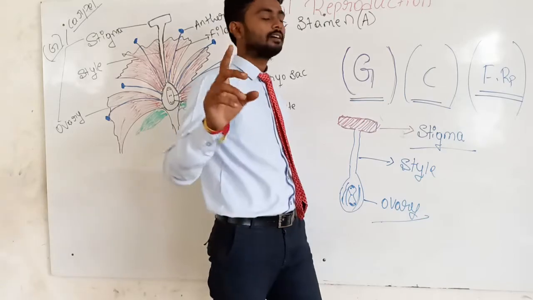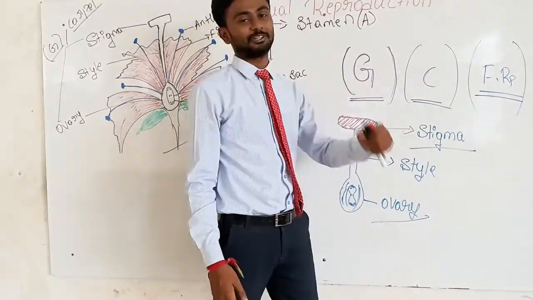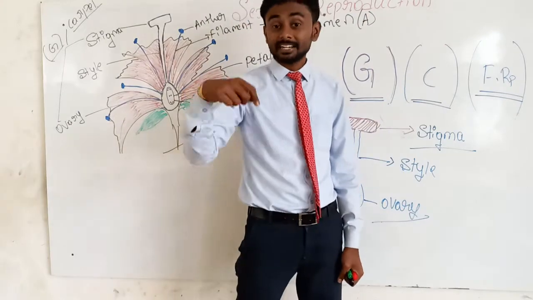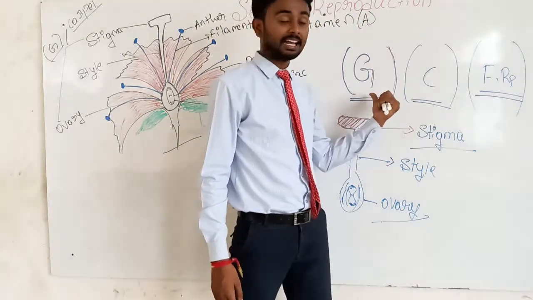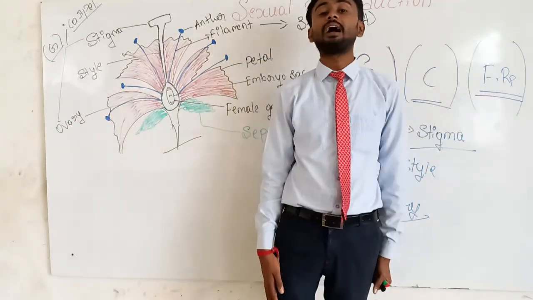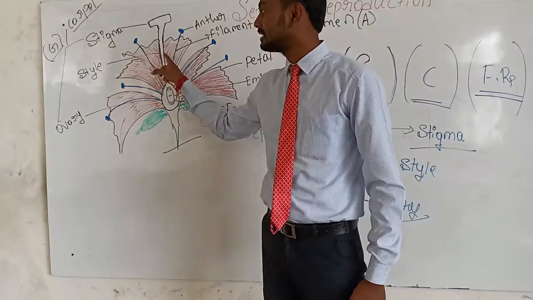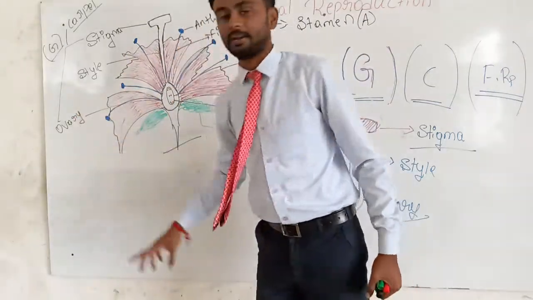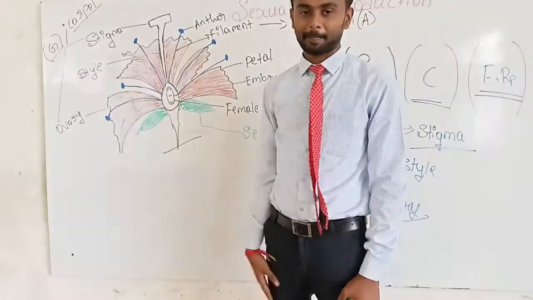So this is the female reproductive part. This is the carpel, this is the gynoecium. Names are different, but meaning is same. Carpel is what? Gynoecium. The gynoecium is a female reproductive part, and it can be divided into three parts: the stigma, the style, and the ovary.